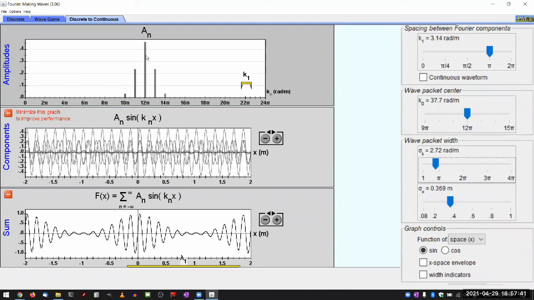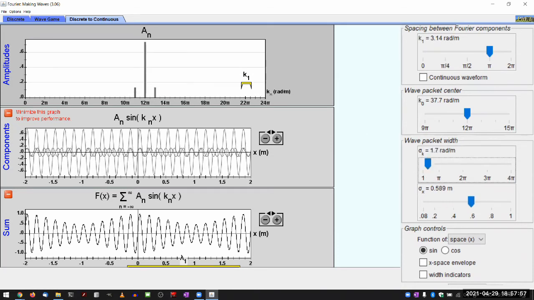So this is the carrier wave, or the center frequency. And these side bands are what allow you to modulate the amplitude of the wave. And as I make the packet width in terms of wave number narrower, resulting in more precise wavelengths, you see that my wave packet is more and more spread out.